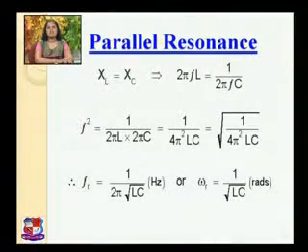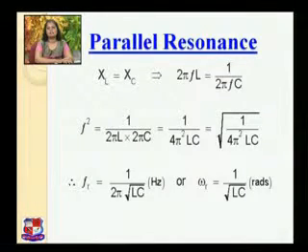These are the equations for parallel resonance. The condition is that XL is equal to XC, so 2 pi FL is equal to 1 upon 2 pi FC. So F square is equal to 1 upon 2 pi L into 2 pi C, that is 1 upon 4 pi square LC, so F is equal to under root of 1 upon 4 pi square LC. So FR is equal to 1 upon 2 pi under root LC.